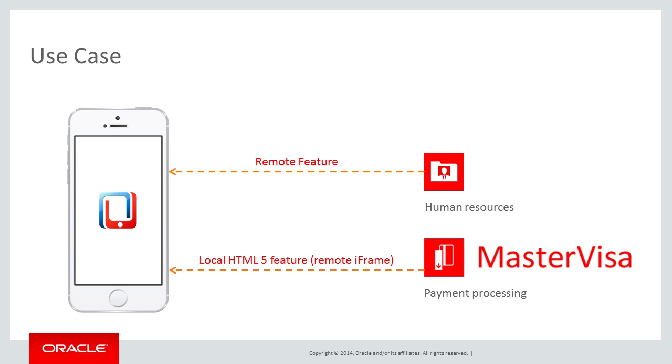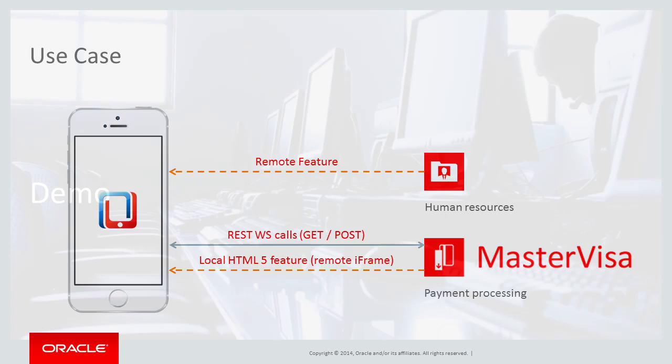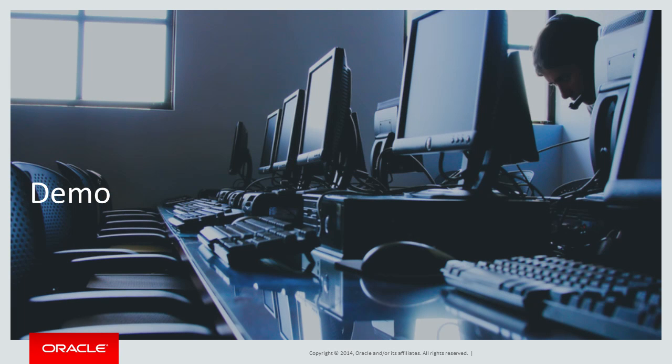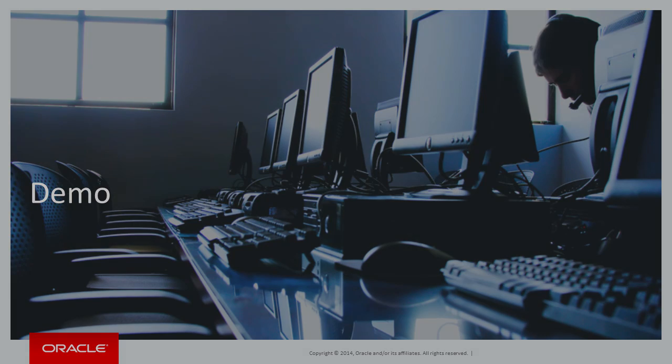We integrate the user interface as an iframe in a local HTML5 page, and we do two distinct web service calls. The first one is a GET in order to obtain the list of possible orders. And the second one is a POST where we create an actual order in the payment processing system and then transfer to the remote web page in order to pay for that specific order. So now let's jump in the Android emulator and have a look at the actual application in action.